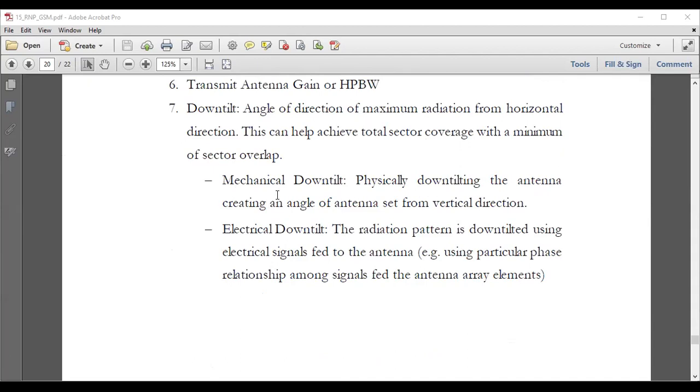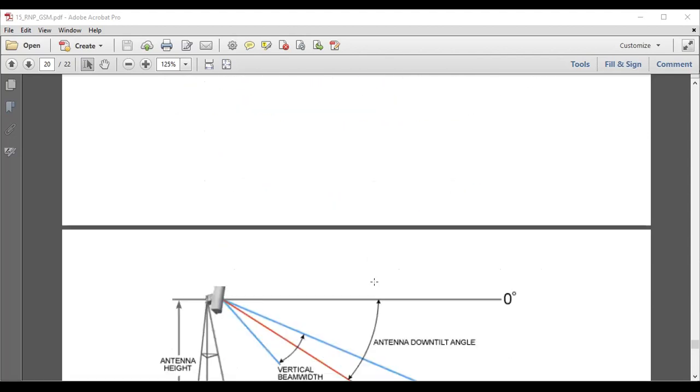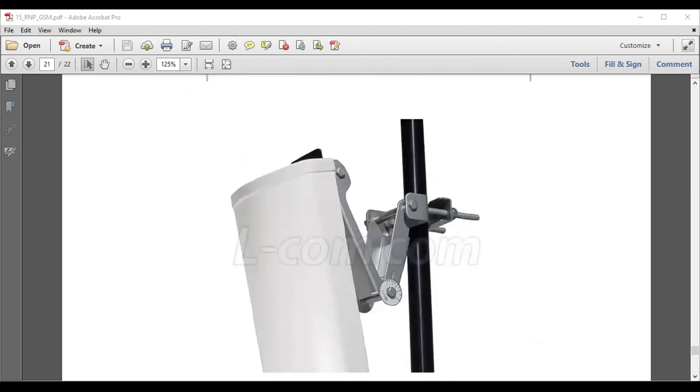Both controls are made automatically. I mean, you connect your laptop with the base station and then give some commands, and then it will adjust the angle itself here.